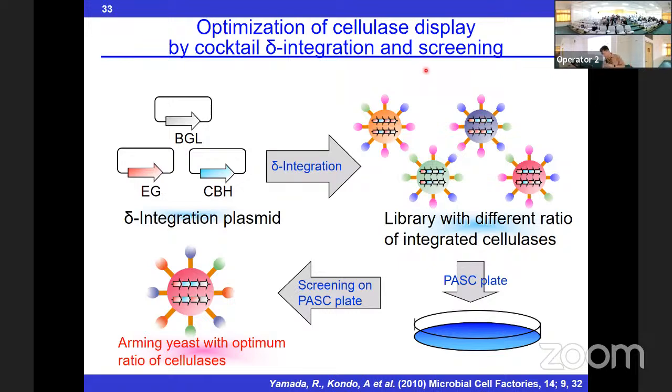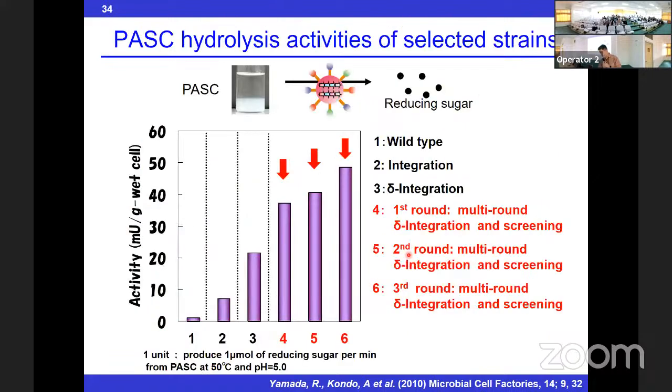After creating this library, we applied it to the screening. This is like an agarose plate containing only cellulose. If the strain wants to survive on the surface of this cellulose plate, then the most effective ratio of cellulases could allow it to grow more easily. So by combining this screening system, we tried to find the best ratio of the cellulases.